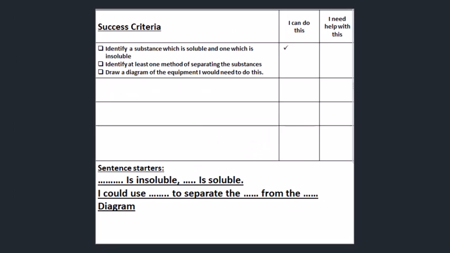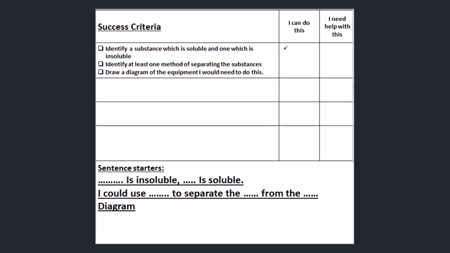Now we're not going to do the entire separation, we're just going to do the first part. And this is what your success criteria sheet will look like. So here's the three things that I think you should be able to do. Identify a substance which is soluble and one which is insoluble, and put a little tick there. I've done one for you to say I can do this.